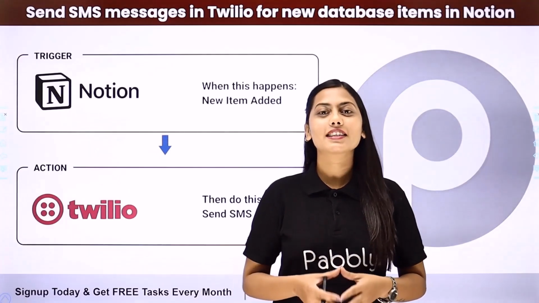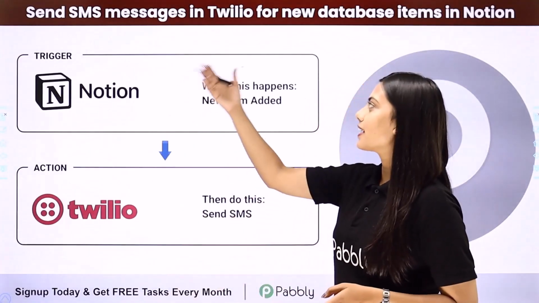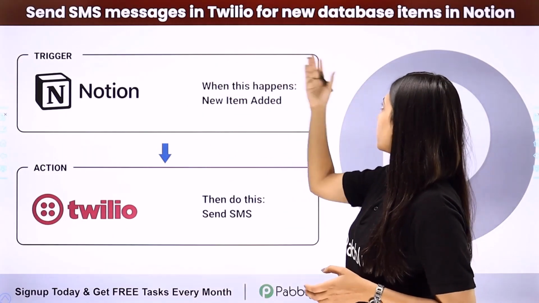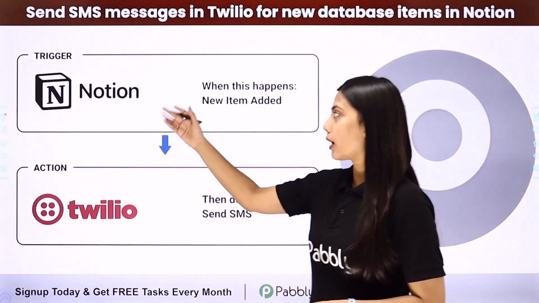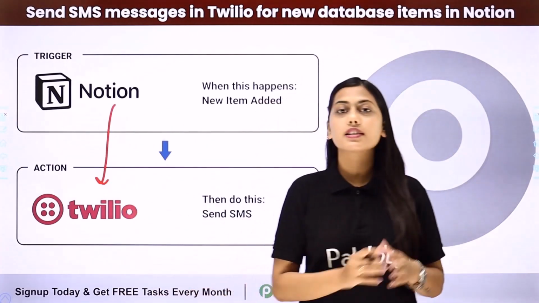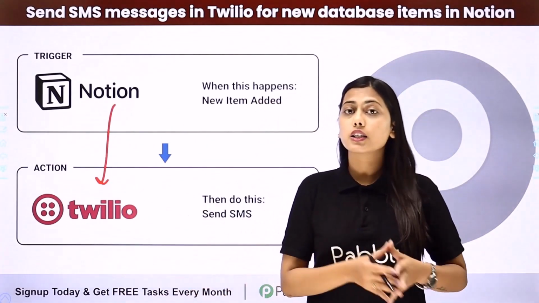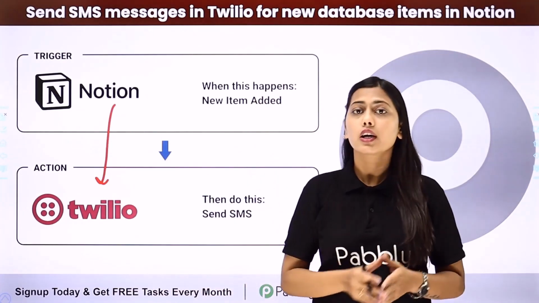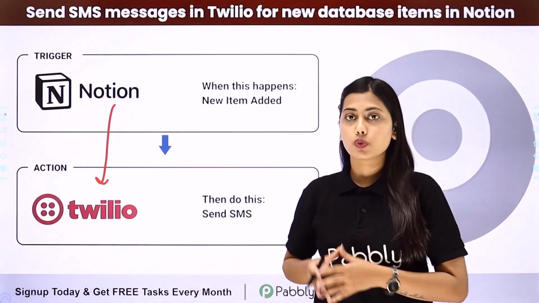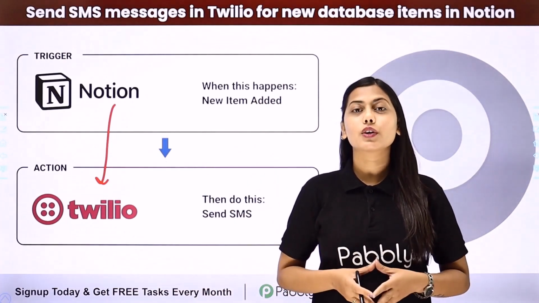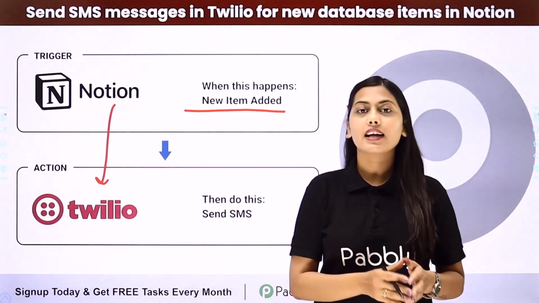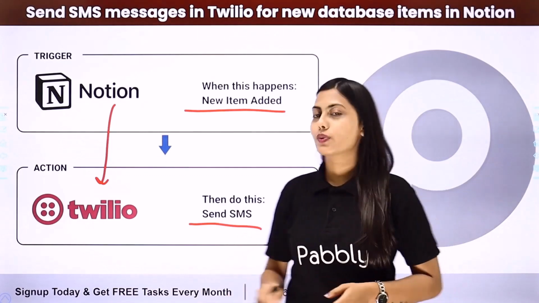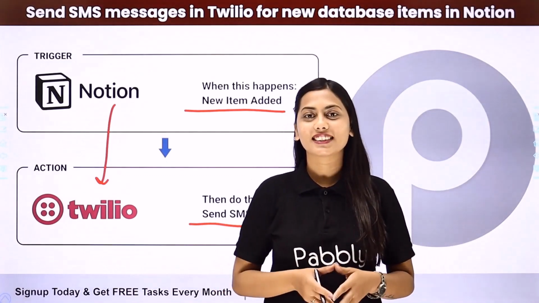Hello everyone, in this video we are going to learn how to send SMS messages in Twilio for new database items in Notion. So we will learn how you can integrate these two applications, Notion and Twilio, in such a way that as soon as you add a new item in your database in Notion, an SMS will be sent via Twilio. In this integration that we are going to create using Pabbly Connect, our trigger will be the new item added and our action will be to send SMS via Twilio. Let us learn how to do that.